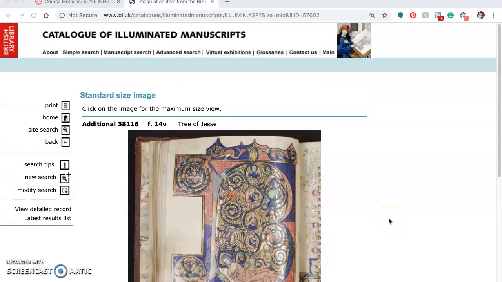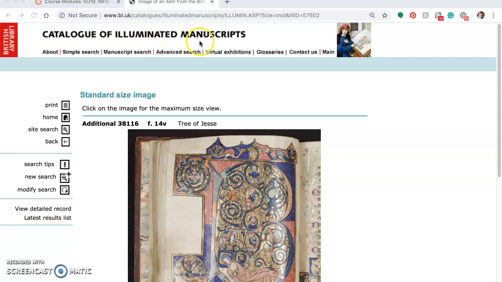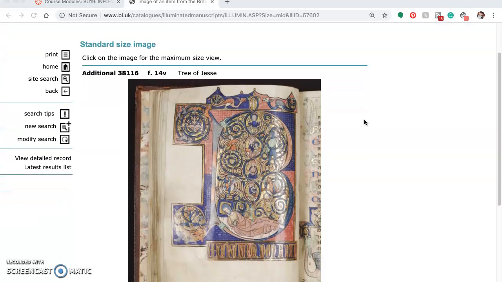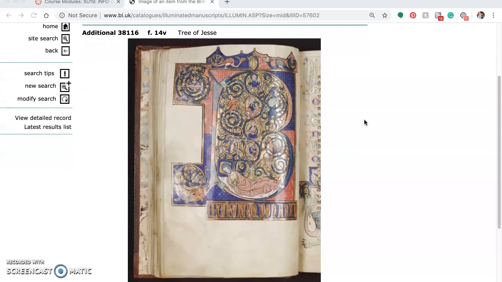Let's examine the Hoth Psalter, which is shown here on the British Library's catalogue of illuminated manuscripts. This work is from England, and it's thought to be from the late 13th century, which would place it pretty squarely in the Gothic period. And the page that I have chosen to examine does demonstrate many of the major tropes of illuminated manuscripts from that period, with one major exception, which I'll dive into in a moment.